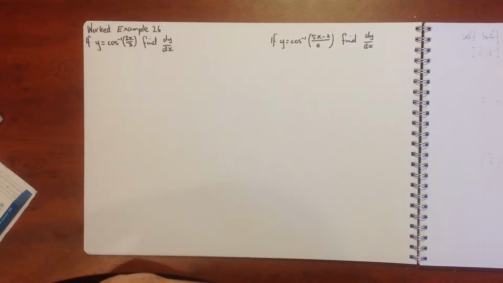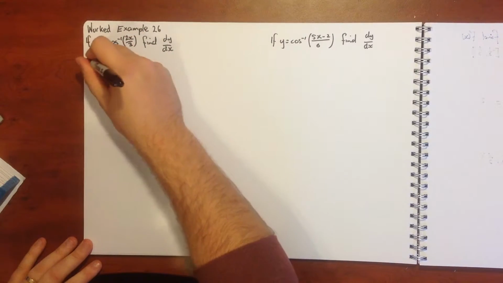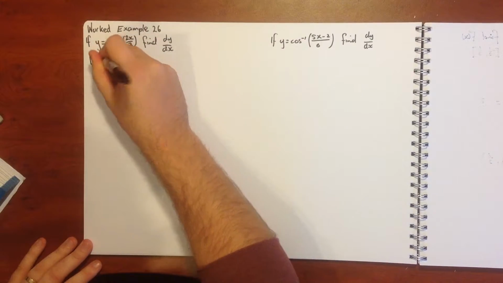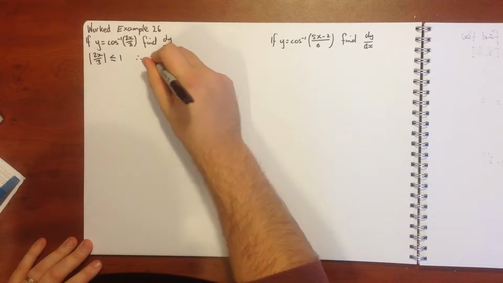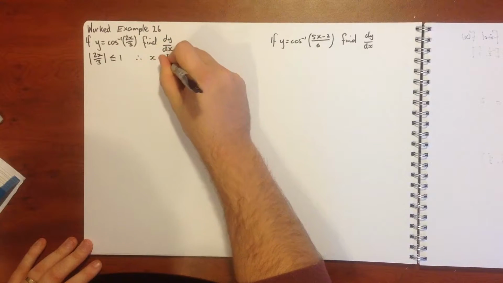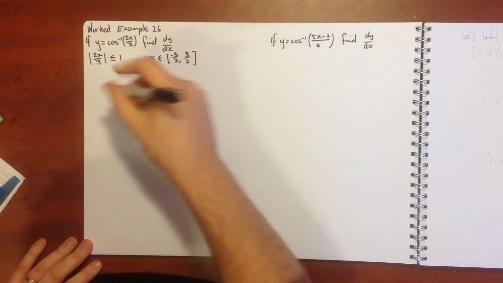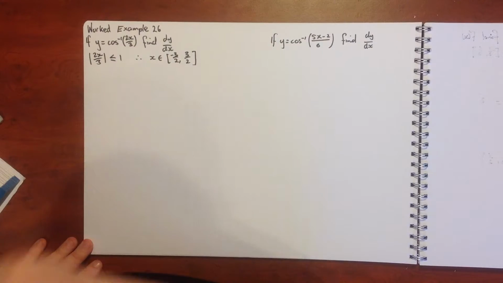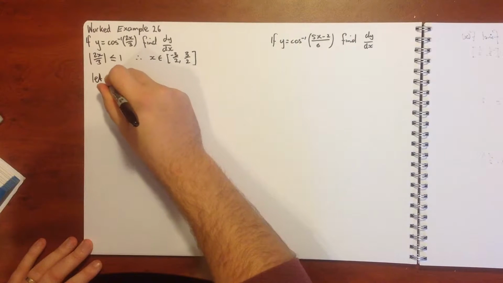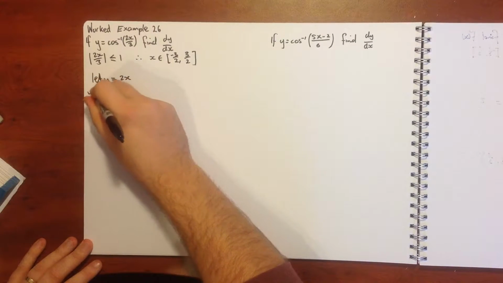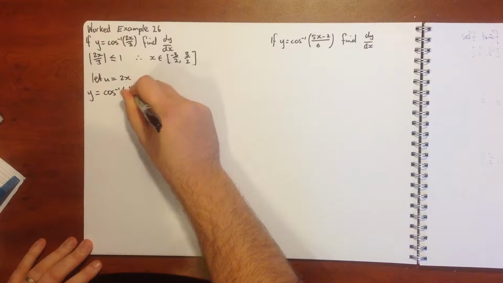We've got a couple for inverse cos this time. Again we need to find what our domain is. So we say, the modulus of 2x on 3 is less than or equal to 1. Therefore x is an element of minus 3 on 2 to 3 on 2. Again we're going to need to do a substitution here, and we only have to do a substitution for the 2x. So let u equal 2x. Then we have y equals inverse cos of u on 3.